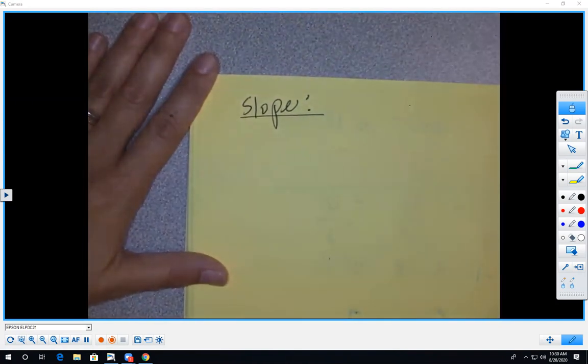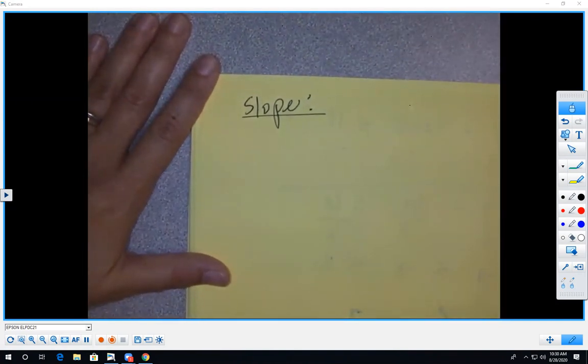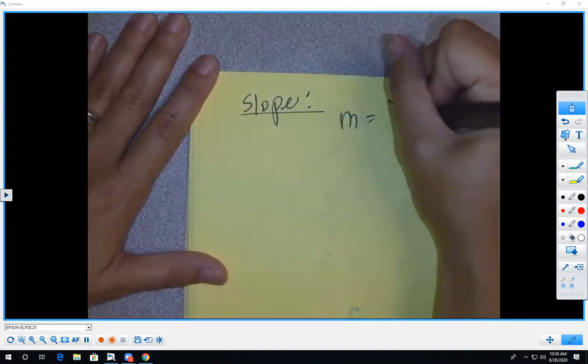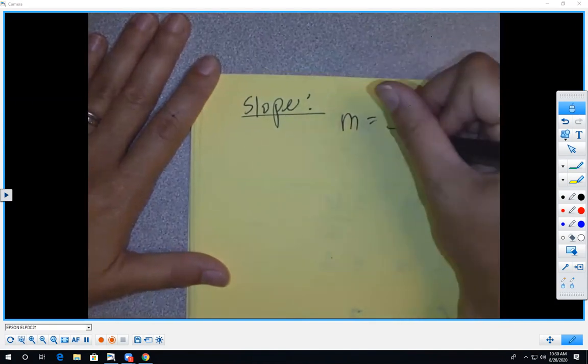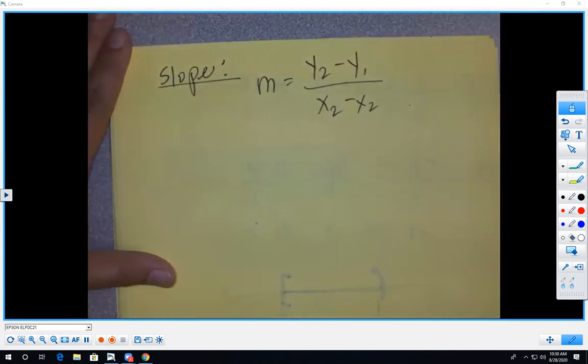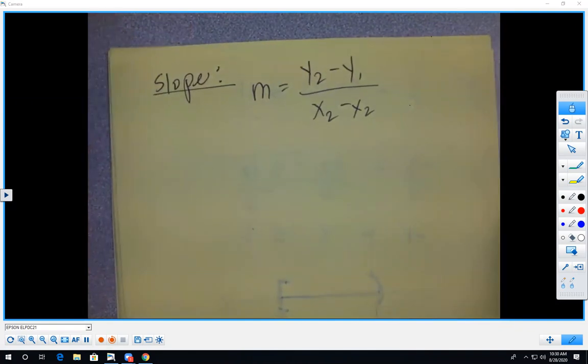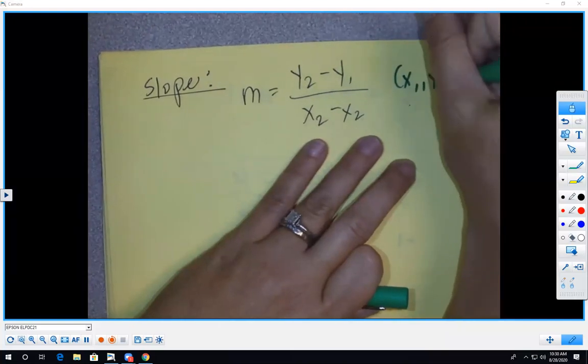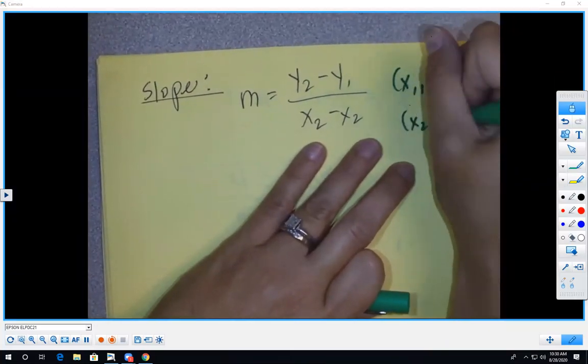That's the slope-intercept form, and we are going to use that next week. The other one to find slope is m equals y2 minus y1 over x2 minus x1. And x1, y1, x2, y2, that comes from two ordered pairs. Your two ordered pairs are x1, comma, y1, x2, comma, y2.